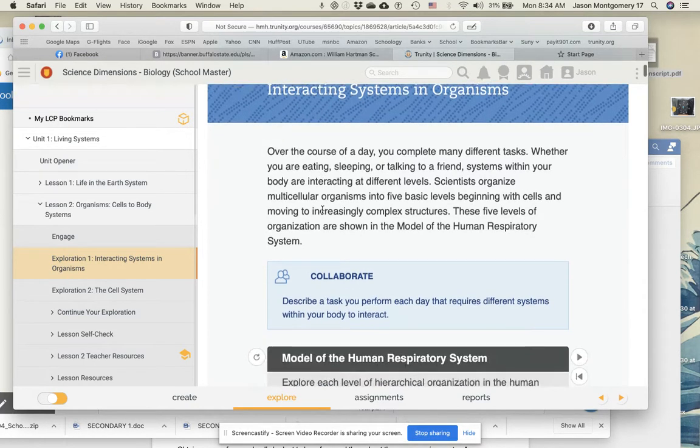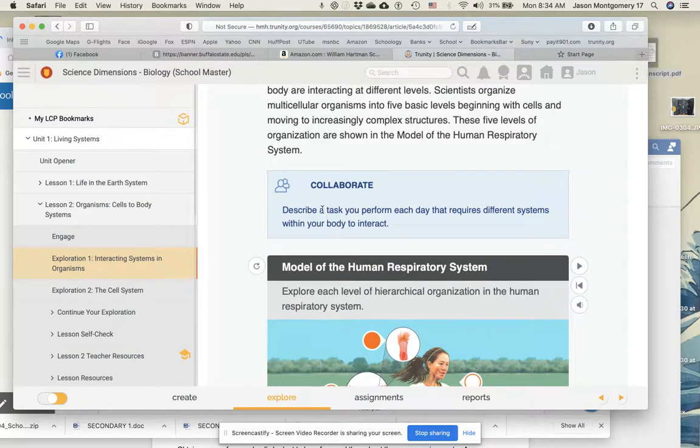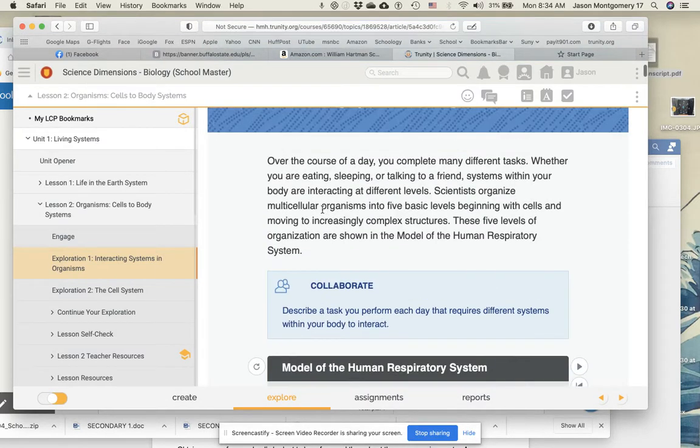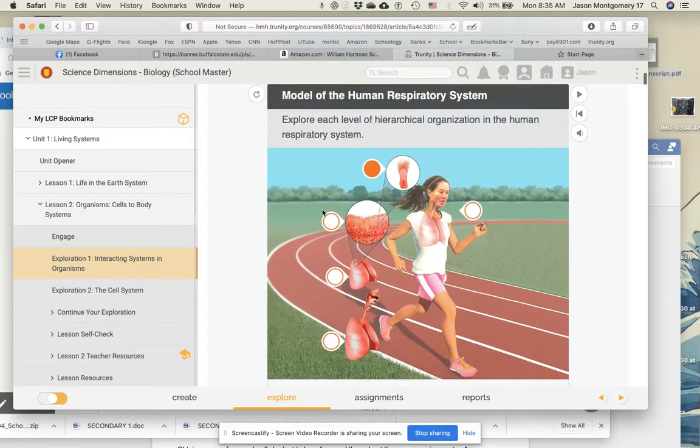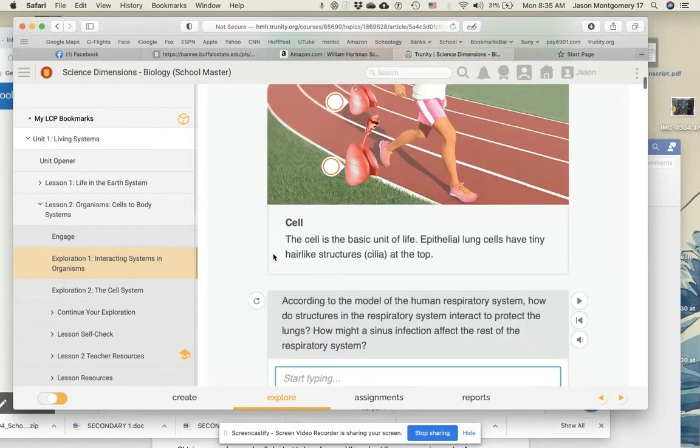Now, if you were in my life science class 2 years ago, this should sound really familiar because this is one of the main things that we emphasized in that class. So, real quick, on the page here in the book, this is Unit 1, Lesson 2, Exploration 1. That corresponds to the book page numbers. I'll have to look. I'll tell you in a minute.